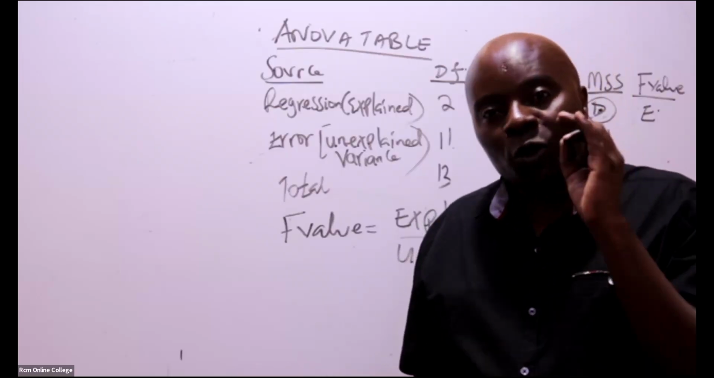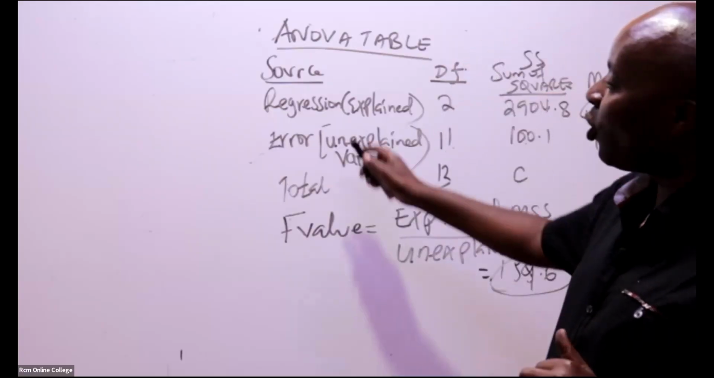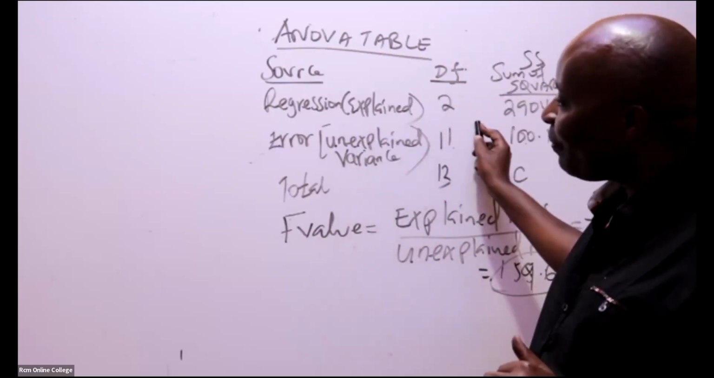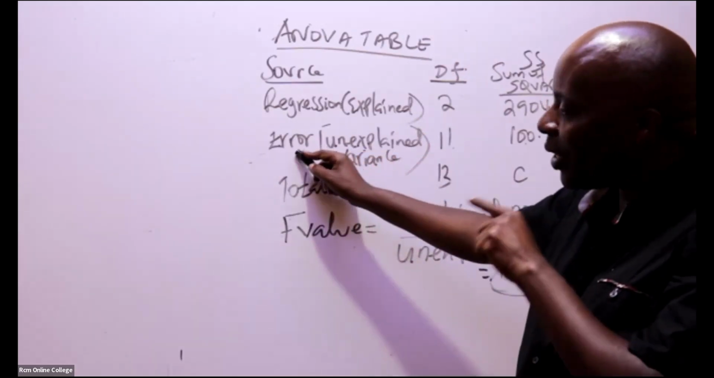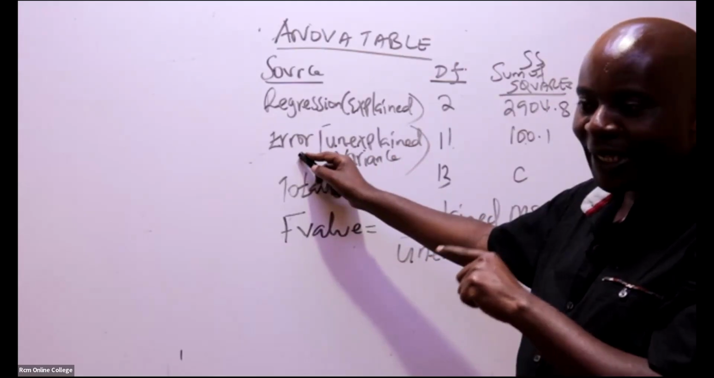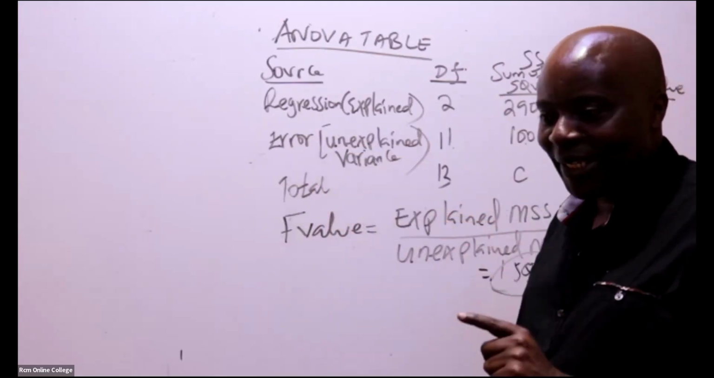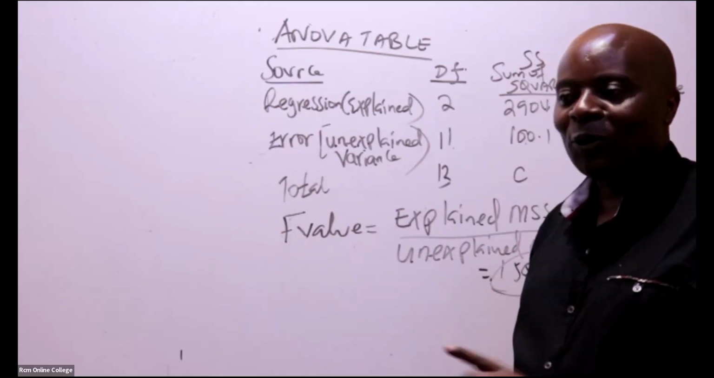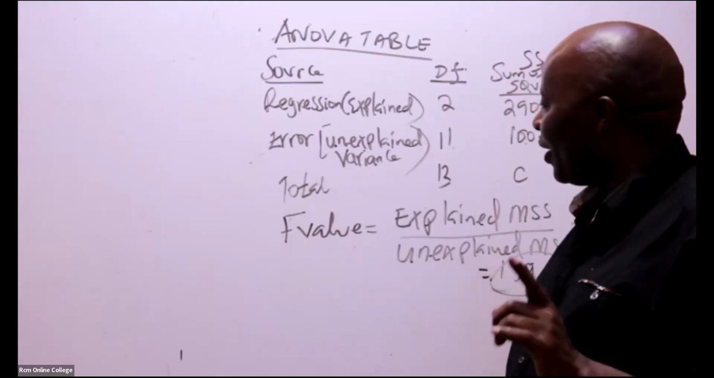So we have 2 types of variances in regression analysis. We have what we call explained variance and unexplained variance. Unexplained variance is our error term, what you're not able to explain. So that will be very, very important.